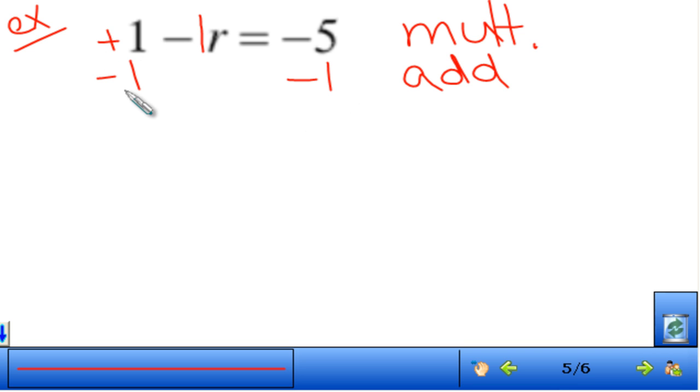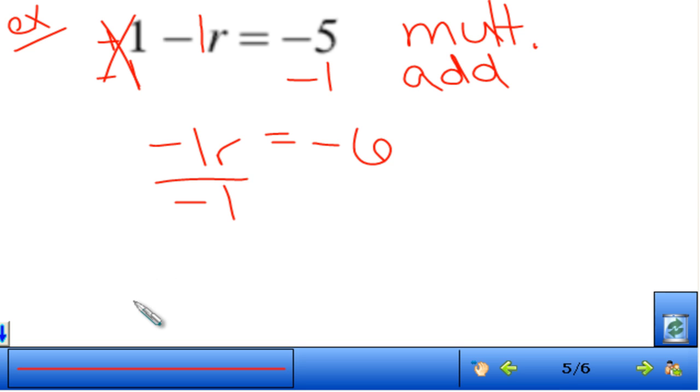A positive 1 minus 1 gives us the 0, but we still have a negative 1 times r. And then what's a negative 5 minus 1? Negative 6. Signs are the same, so we add them and keep the sign. So now we have multiplication going on. To get rid of that negative, you need to divide by a negative 1. So we're going to divide both sides by a negative 1.